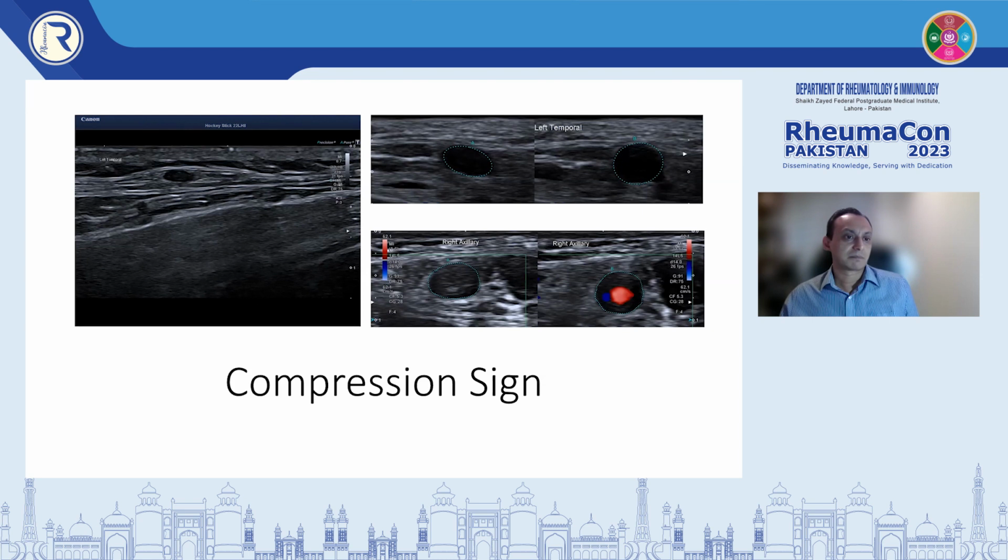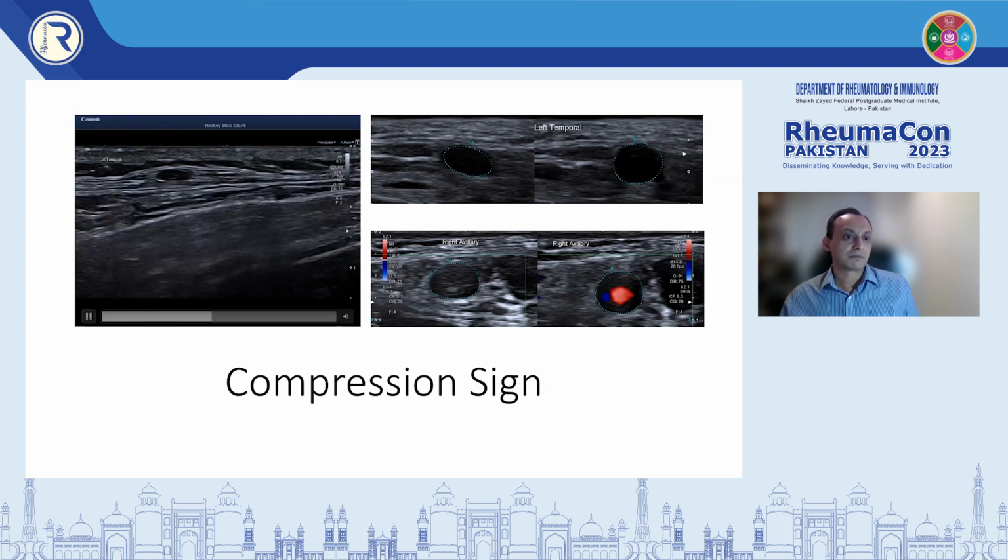This is a video example of how compression works. And you can see when you press it, it does not completely disappear. The artery, the hypoechogenic area, stays behind.